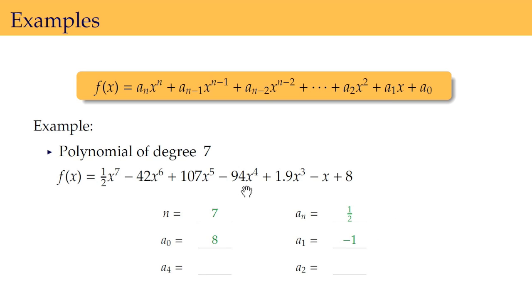A sub 4 is the number in front of x to the 4, and so that's a negative 94. And a sub 2, well, notice it should be the number in front of x squared, but I don't have an x squared. Now I could force something with an x squared in it to appear in this polynomial if I were to say plus 0x squared, and a sub 2 is therefore 0. I want to remind you that a sub n can never be 0, because if it were, this wouldn't actually be here, and my highest real exponent would be 6, but any other a sub k can be 0.